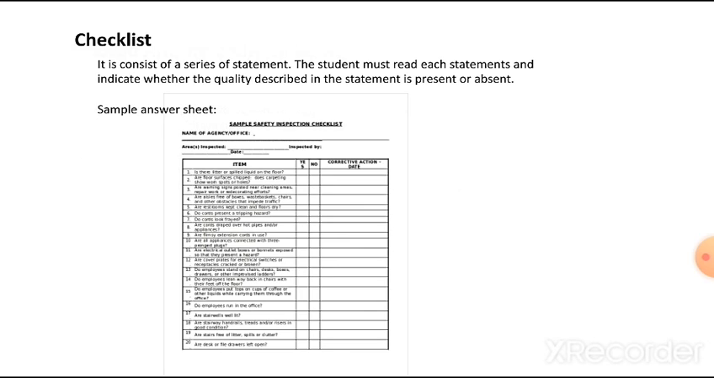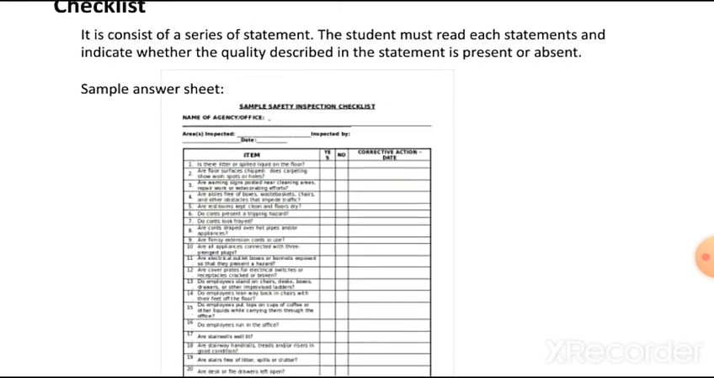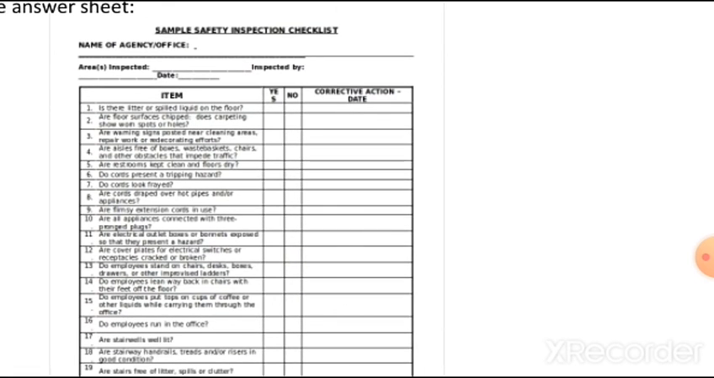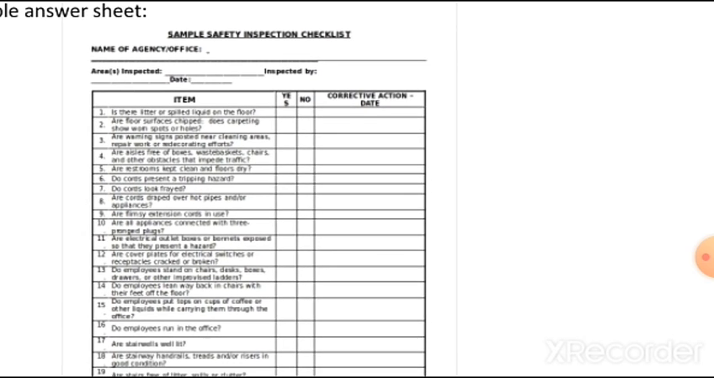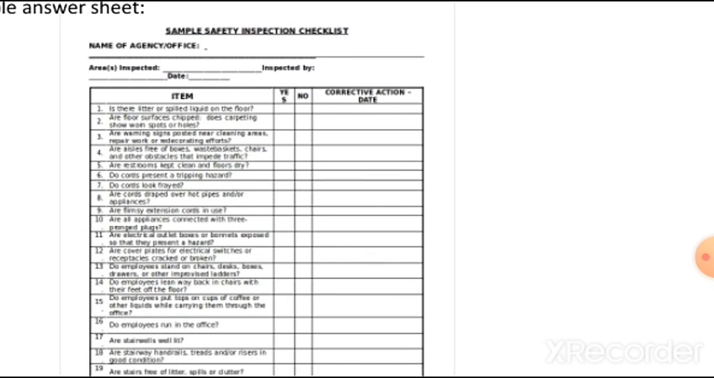So moving on to the checklist. This is very common, which you have probably already encountered. It consists of a series of items. The student must read each statement and indicate whether the quality described in the statement is present or absent. So I have here a sample answer sheet. This is a sample safety inspection checklist.